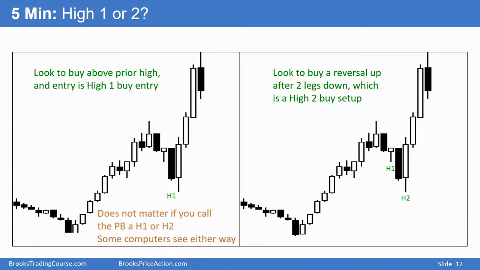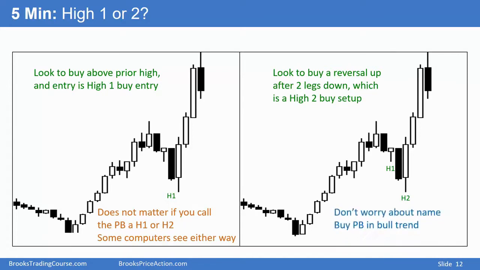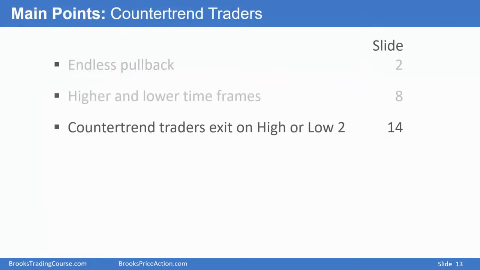Some computers will see it as a high 1, others as a high 2. And I never worry about the name. I just worry about what's going on. And I want to buy. It's a bull trend. I want to buy. You'll sometimes hear me say that if we have a bull trend and I'm trying to scalp a short, like sell a low one or something, or sell a bad high one, if there's a strong bull trend, you have to assume that reversal attempts will fail.